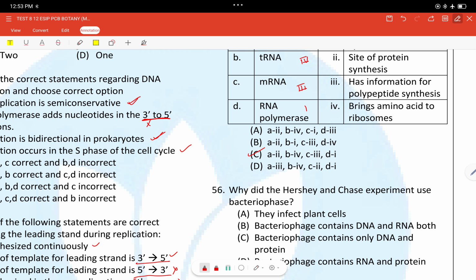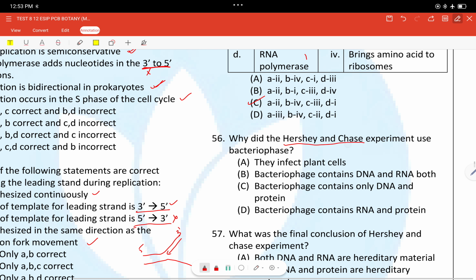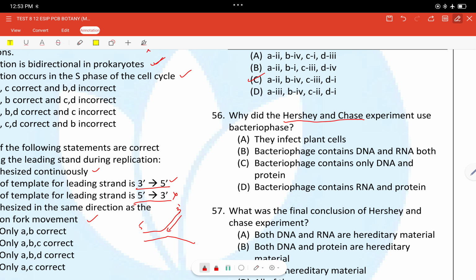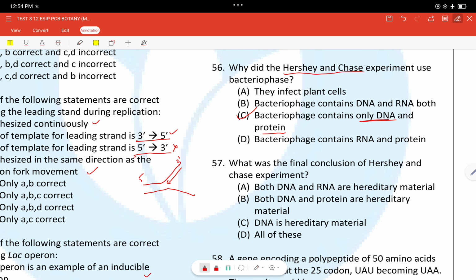Hershey and Chase gave unequivocal proof that DNA is the genetic material, and they used bacteriophage, that is a virus which infects bacterial cells. Bacteriophage's genetic material is double-stranded DNA, and it also contains a capsid protein coat. So bacteriophage contain DNA and a protein coat. We have to find out what the exact genetic material is, either DNA or protein. So they used bacteriophage as the model organism for their experiment.